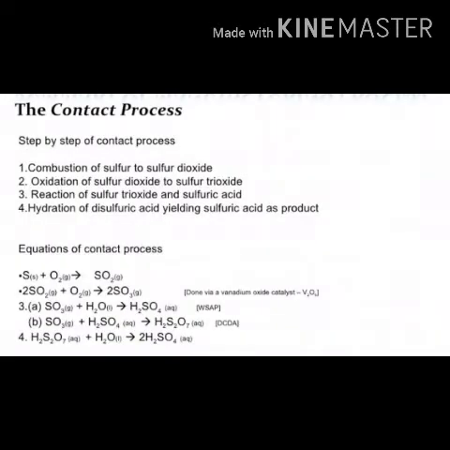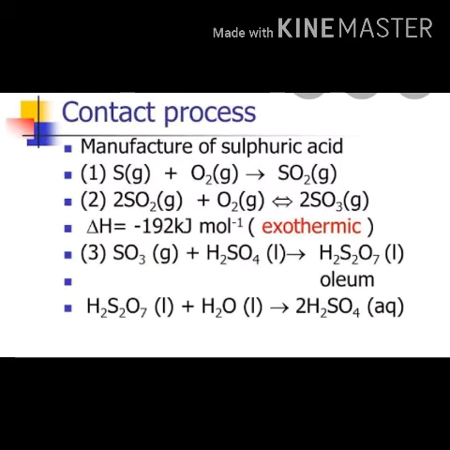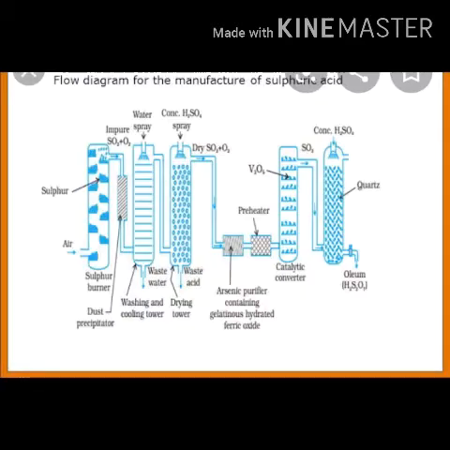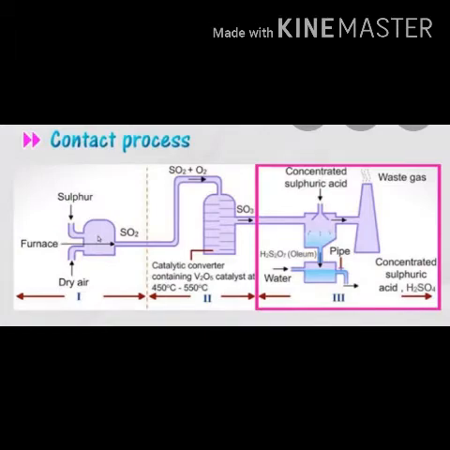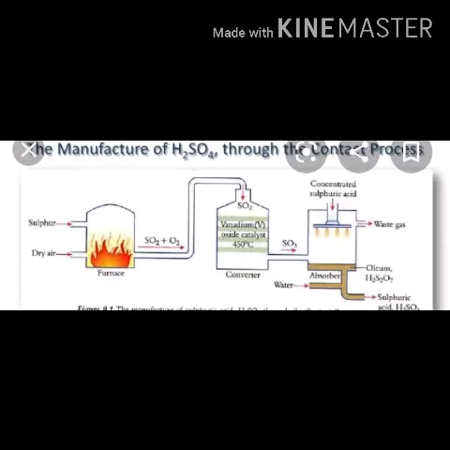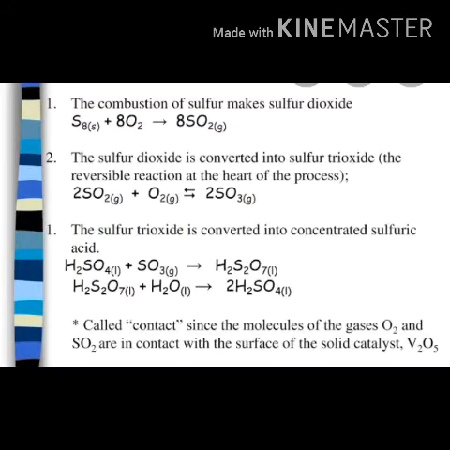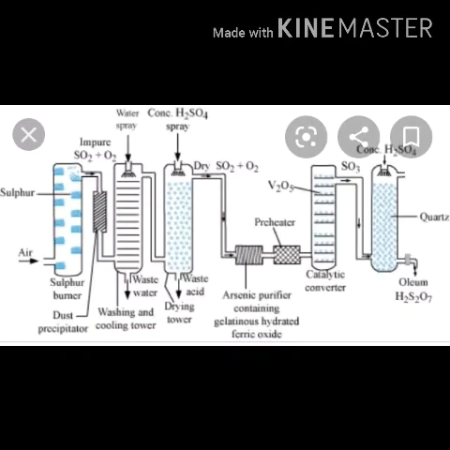In the second step, that is the contact tower, at 450 to 500 degree centigrade and 1 to 2 atmosphere pressure, sulfur dioxide is oxidized by air to sulfur trioxide in presence of catalysts such as vanadium pentoxide. Potassium oxide can be used as a promoter to increase the activity of V2O5 or platinum. So 2SO2 + O2 changes into 2SO3 + heat. It is an exothermic process as heat energy is liberated.